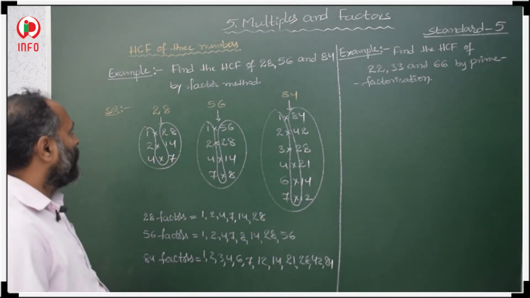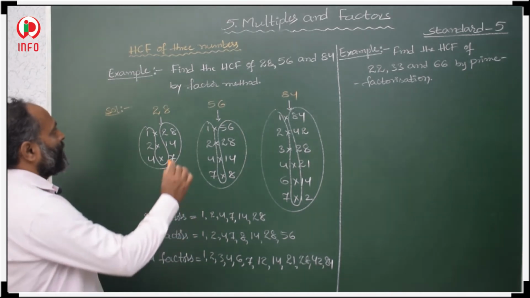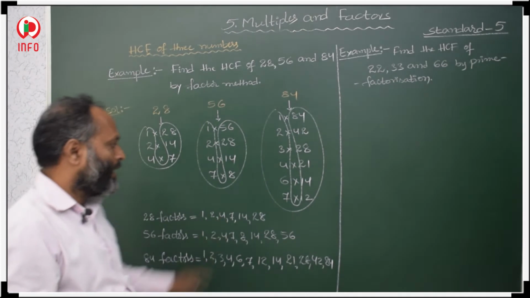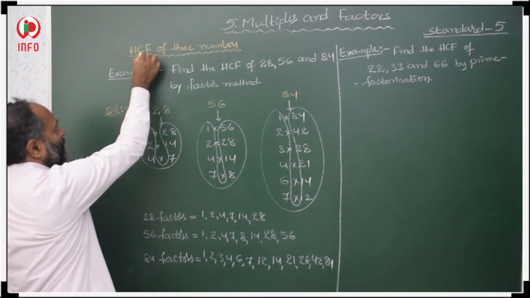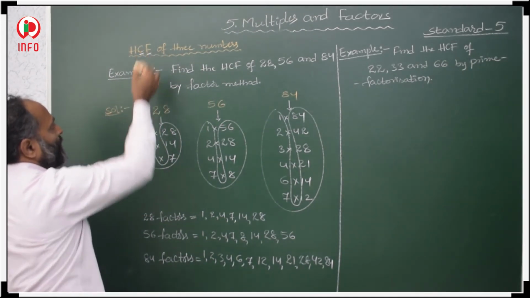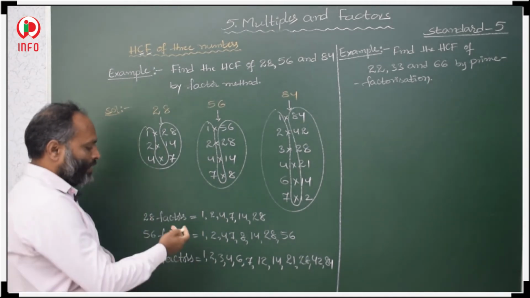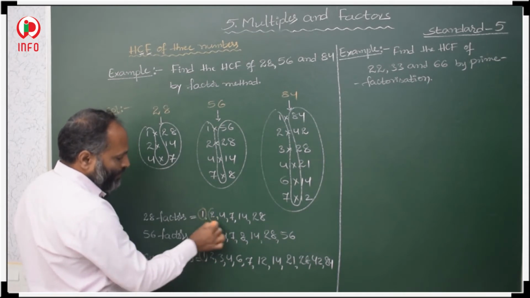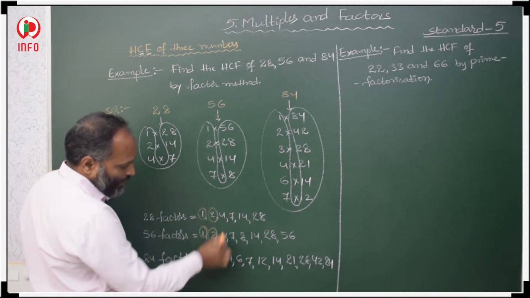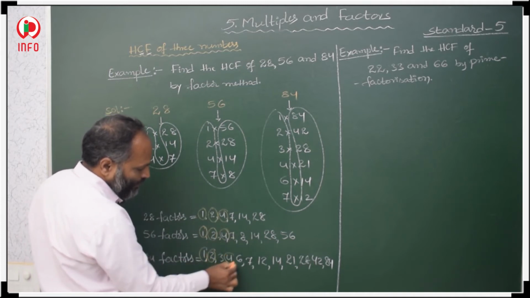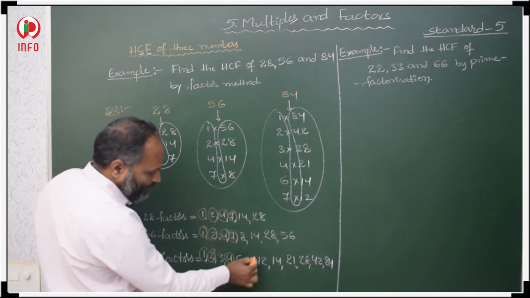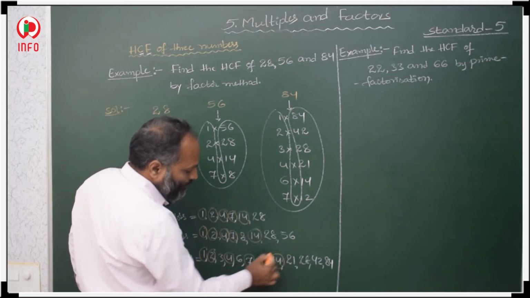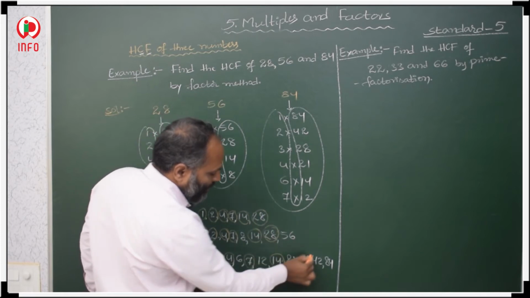These are the factors. What does HCF mean? Highest common factor. The first part, all the factors, is over. After that we go for the common ones. So what is common in all three? We have to check in all three. 1 is common in all three, 2 is common in all three, 4 is common in all three, 7 is common in all three, 14 is common in all three, and 28 is common in all three.